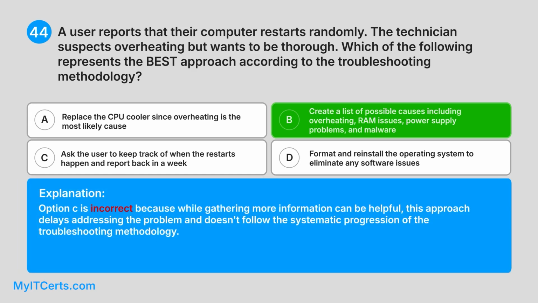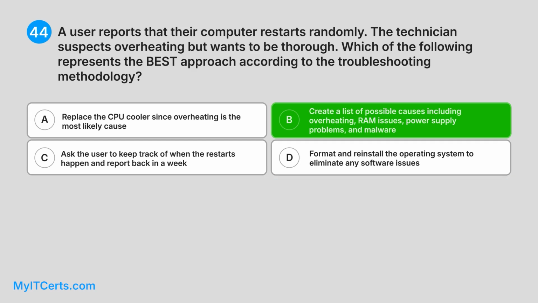Option C, ask the user to keep track of when the restarts happen and report back in a week, is incorrect because while gathering more information can be helpful, this approach delays addressing the problem and doesn't follow the systematic progression of the troubleshooting methodology.